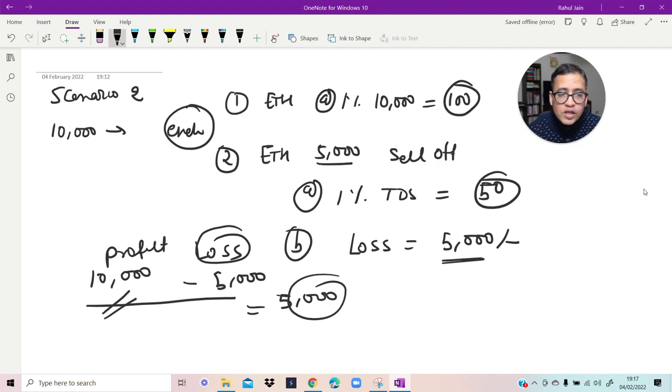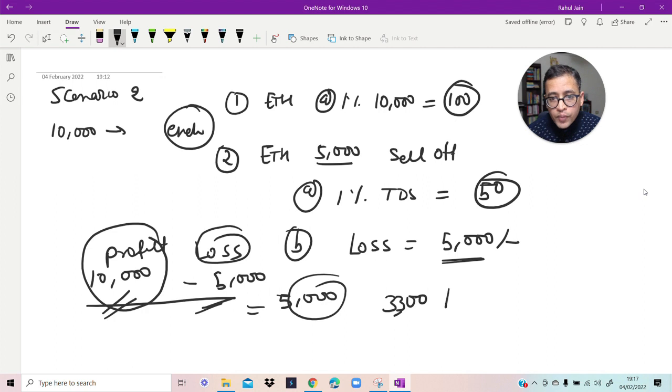So this has been made really, really clear in the announcement that the loss cannot be offset against any income, right? So this loss is a loss. There is no tax liability on it. But in this example, the 30% tax needs to be paid on 10,000. So the total liability for this person will be 3,300 plus now 50 rupees from this loss here and plus 100 rupees.